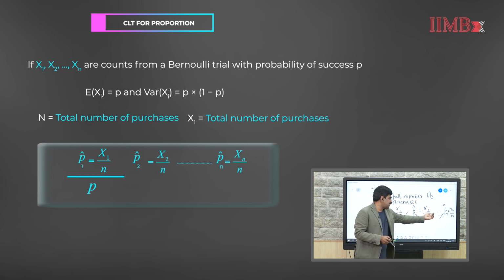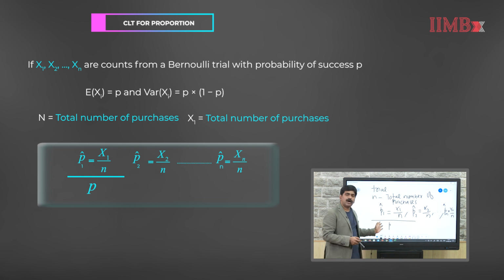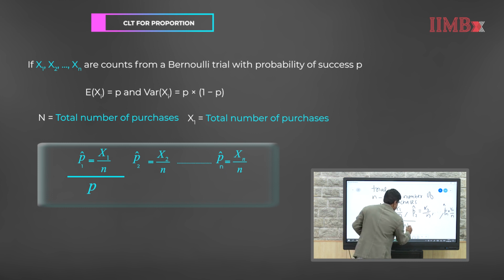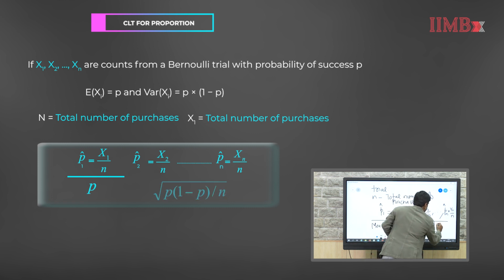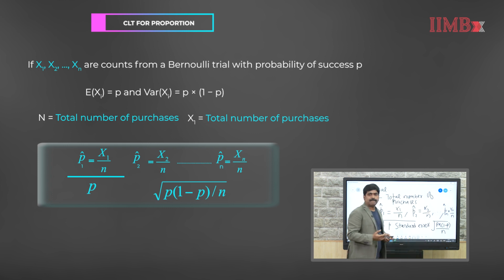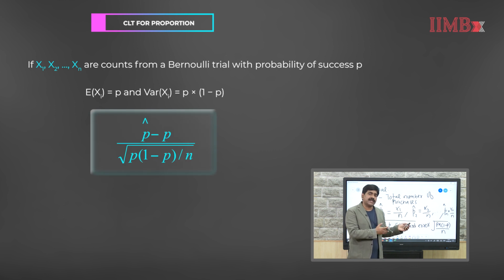The sampling distribution of these estimated proportions, that is P1 hat, P2 hat, etc. up to Pn hat, will follow a normal distribution where the mean is P and standard error is under root P times 1 minus P divided by N. Here N is the sample size. From this we can also derive that the statistic or variable P hat minus P divided by under root P times 1 minus P over N converges to a standard normal distribution.